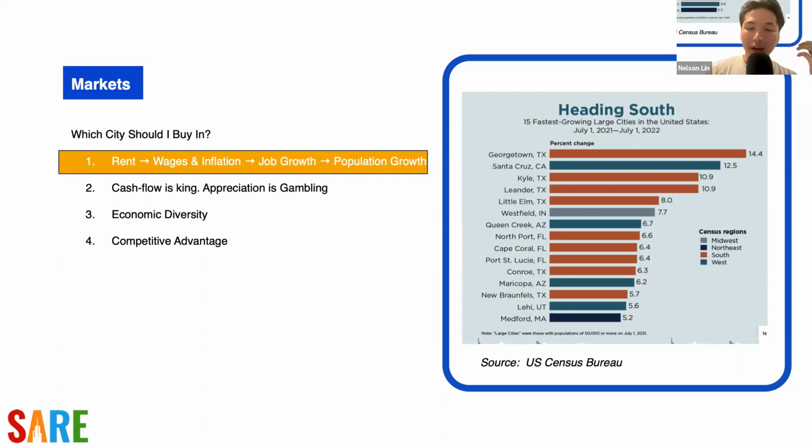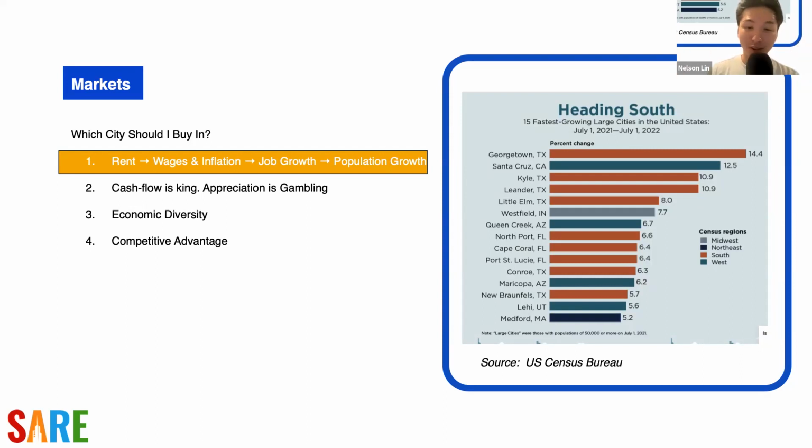And so for a landlord or person investing in syndication, your goal is to figure out how do I maximize my rents? You start from the base level, which is: is the city even growing at all in terms of population? You'll see very quickly here, based on the US Census data, the fastest growing cities with more than 50,000 people are Georgetown, Santa Cruz, Kyle, Leander, Little Elm, Westfield. You're going to notice here, especially if you're used to looking at the Austin Metro, Georgetown, Kyle, Leander, these are just cities that are in the Austin MSA. New Braunfels is one of them as well.